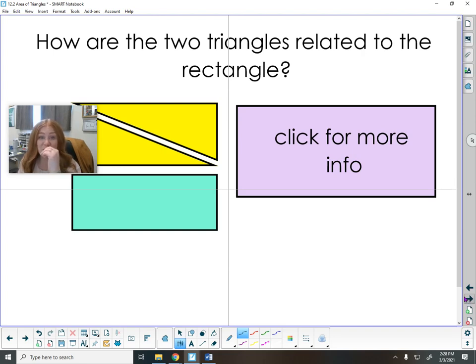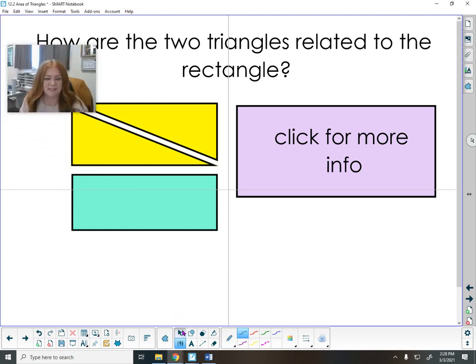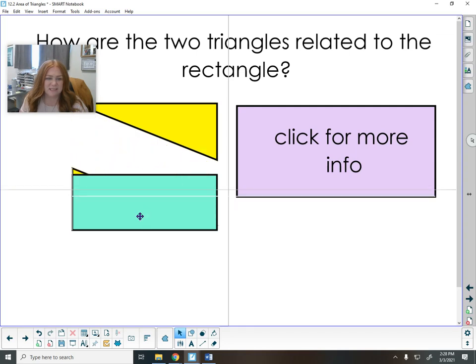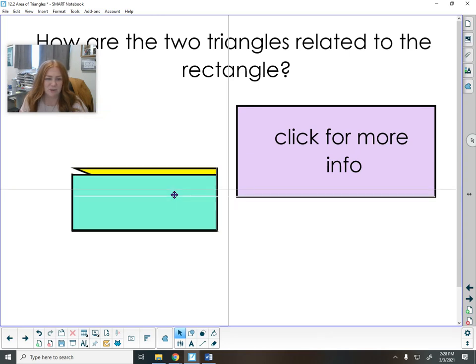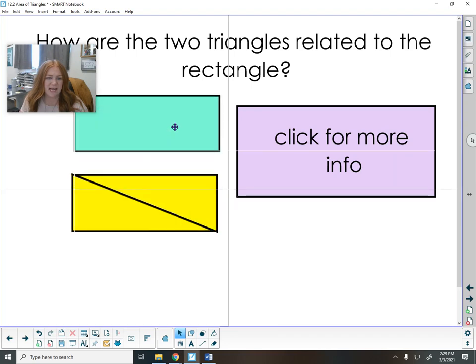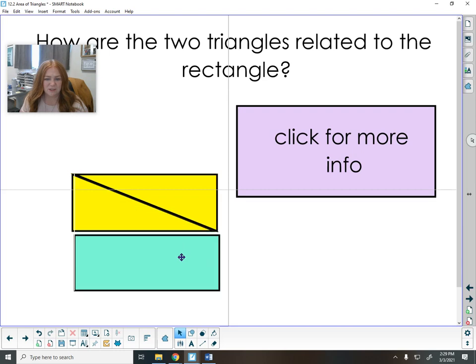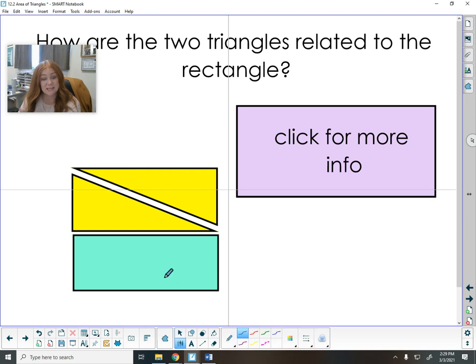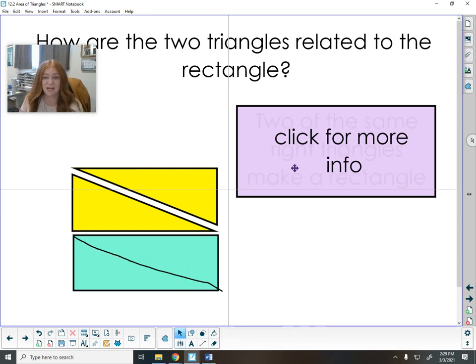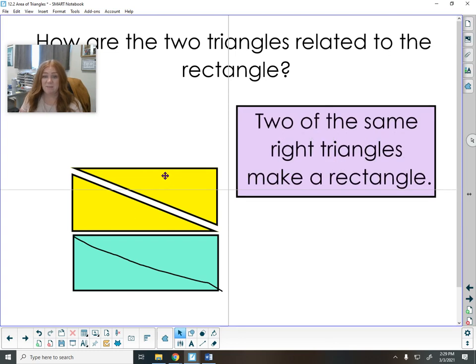So how are 2 triangles related to the rectangle? So if I'm looking here, this rectangle is the same as these 2 triangles. They're exactly the same. So a rectangle is really just 2 triangles. We cut, or we can say that backwards. To get a rectangle, we can cut it in half and make 2 triangles. So 2 of the same triangles make a rectangle.